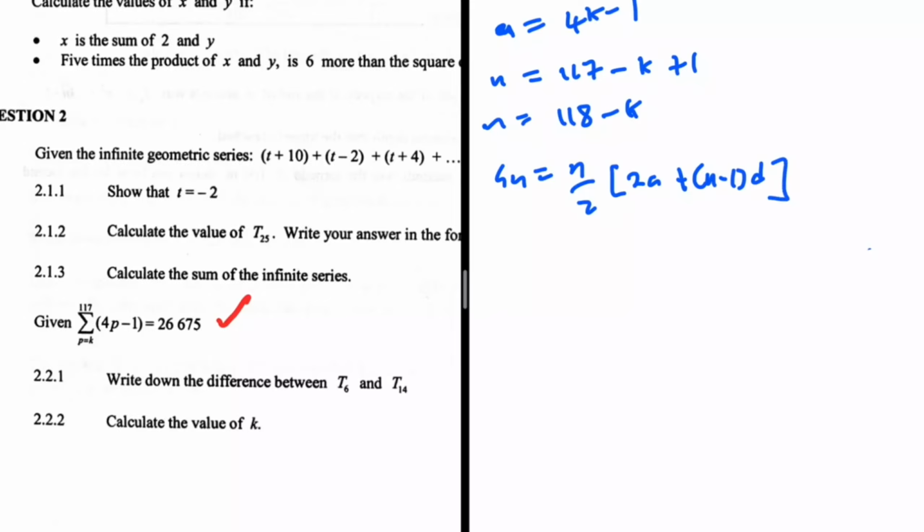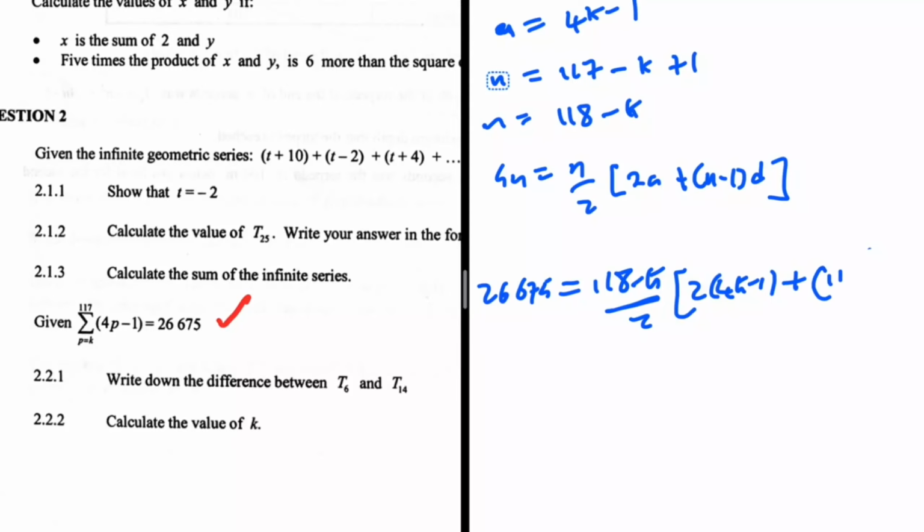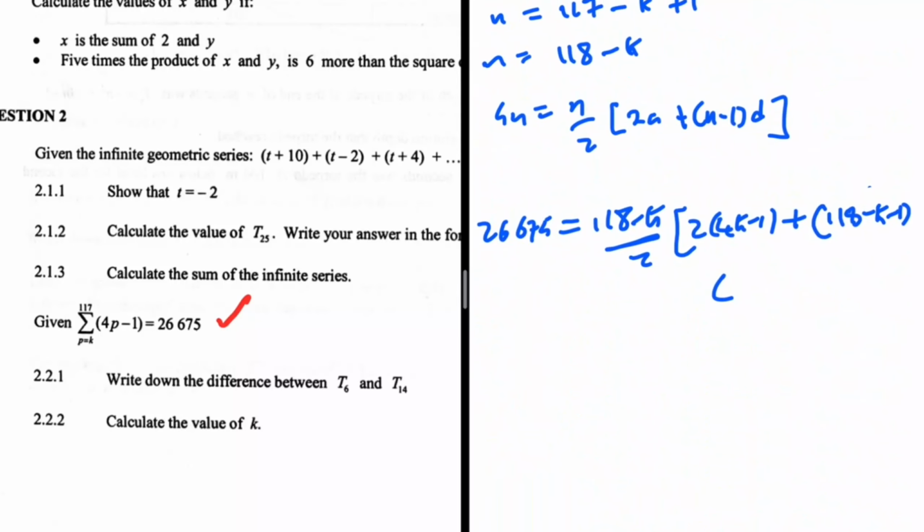I do have the question paper next to me, so let me actually check. Okay, on the question paper we have the formula that says 2a plus n minus 1 multiplied by d. Okay, so let me just use that. So the sum is 26675, and then n is 118 minus k over 2. Multiply by 2, a is 4k minus 1, and then plus n minus 1. N is 118 minus k, and then minus 1 multiplied by the difference, which is 4. Is the difference 4? Yes, multiplied by the difference, which is 4. Yeah, so let's use that instead.